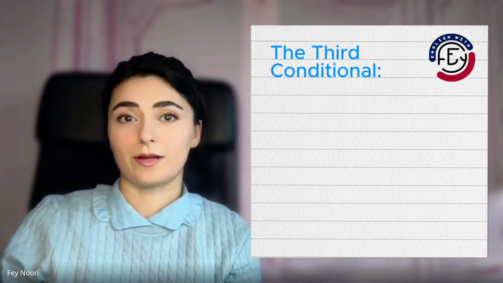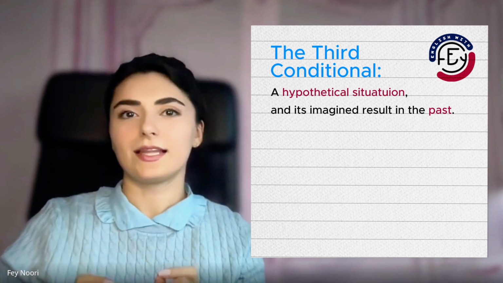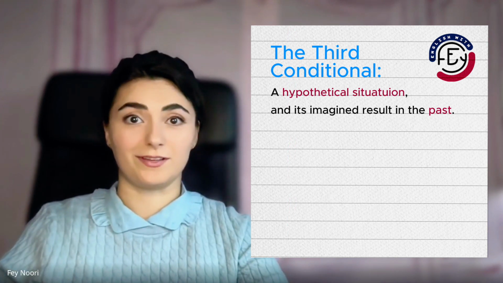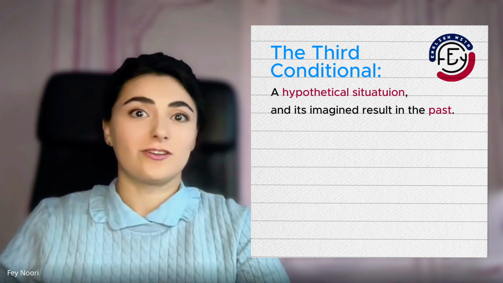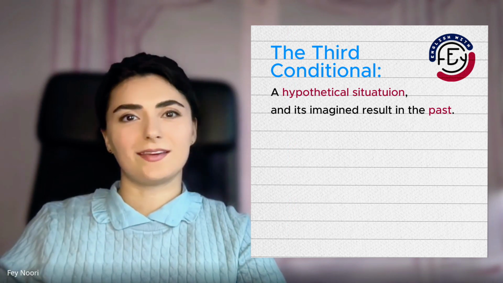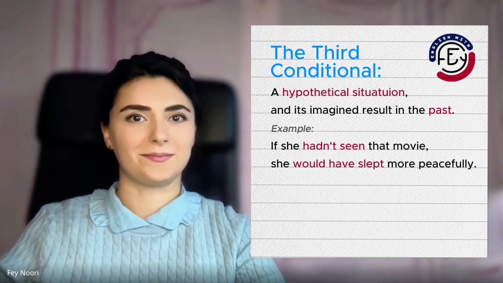Moving on to type 3. So the third conditional talks about a hypothetical situation and its imagined results in the past. Let's say that Sarah watched a movie. It was a very scary movie, and she couldn't sleep last night. Now listen to this conditional. If she hadn't seen that movie, she would have slept more peacefully.